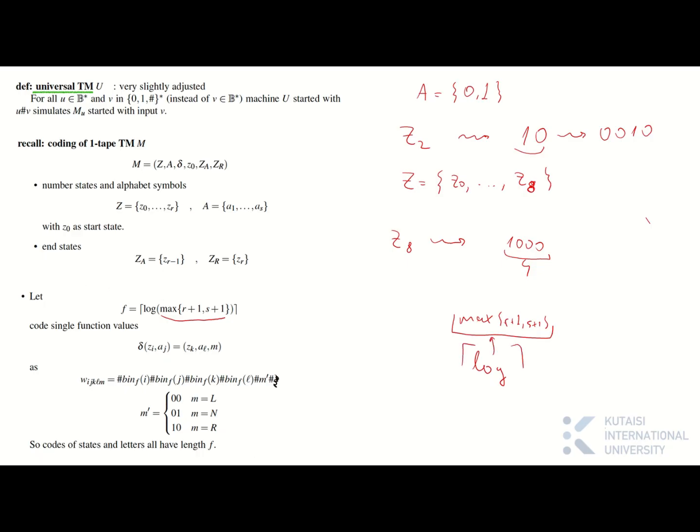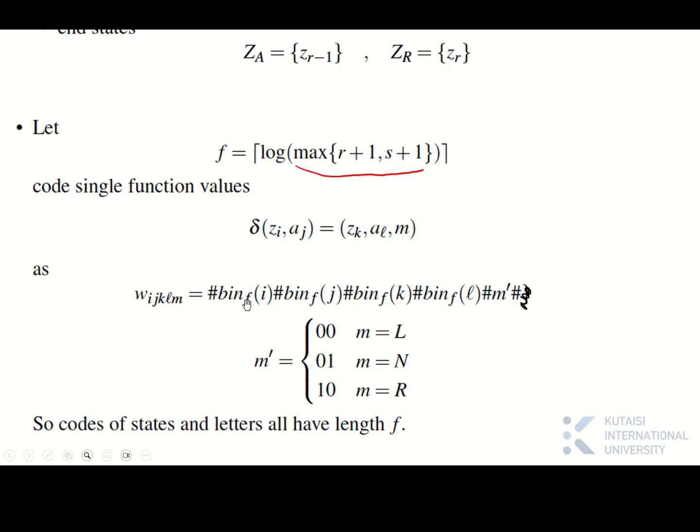So I take this to be f, and I make it so that all my codes are of size f. And if it's shorter, I fill it with zeros. So yeah, this is exactly what this f stands for. So log means you take the length of this thing in binary, and then you code these things here. In the end, I haven't yet emphasized this: your code is this, so you code i in binary, but you make it of length f. You code j in binary, make it length f, you k, l.